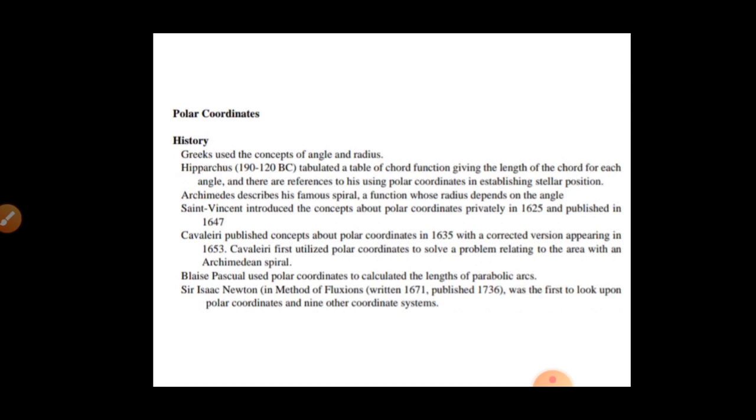Blaise Pascal used polar coordinates to calculate the lengths of parabolic arcs. Sir Isaac Newton, in Method of Fluxions, written 1671, published 1736, was the first to look upon polar coordinates as one of nine other coordinate systems.